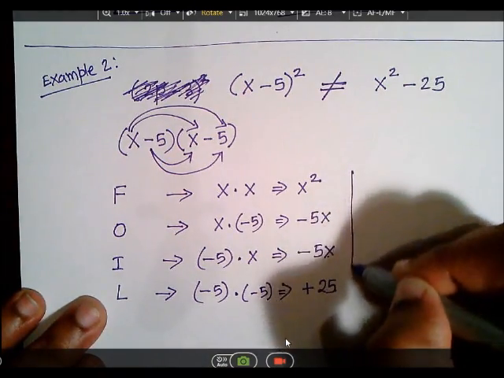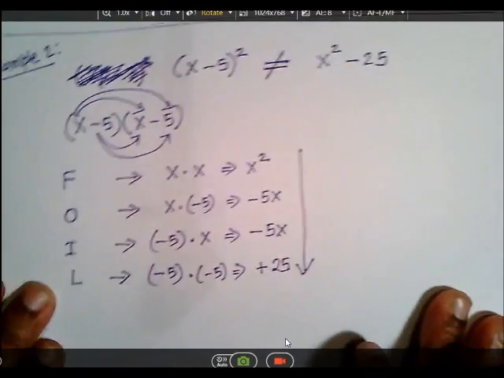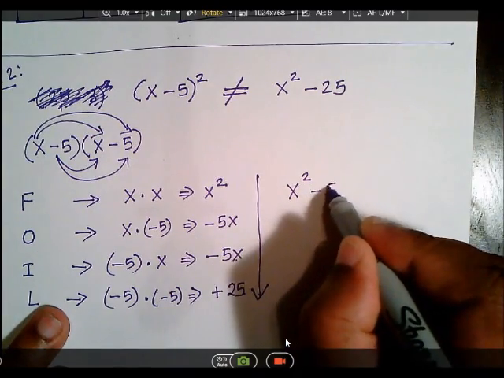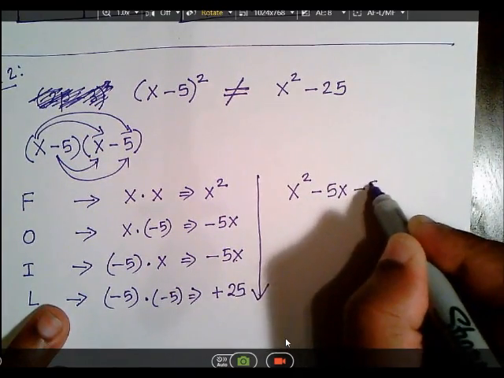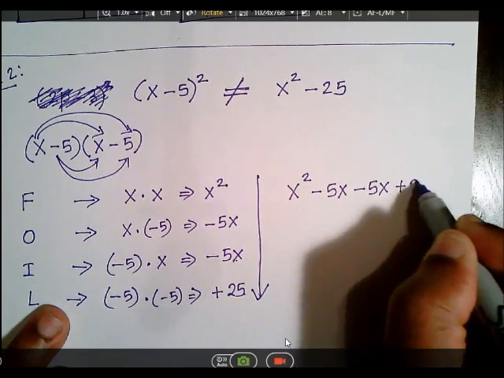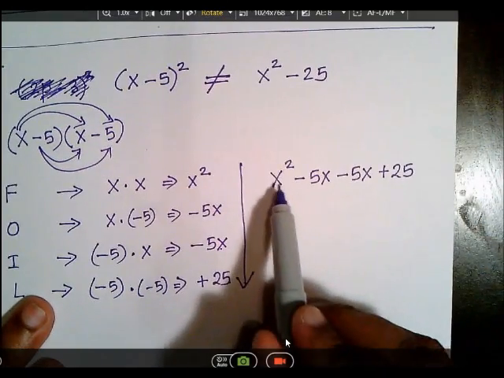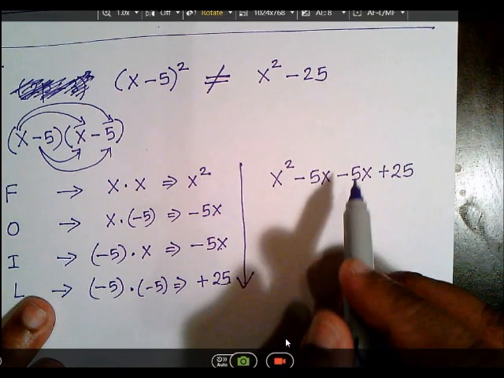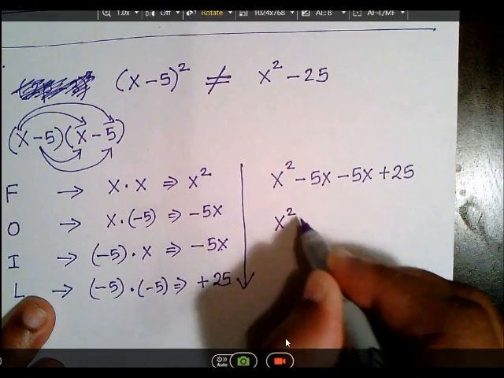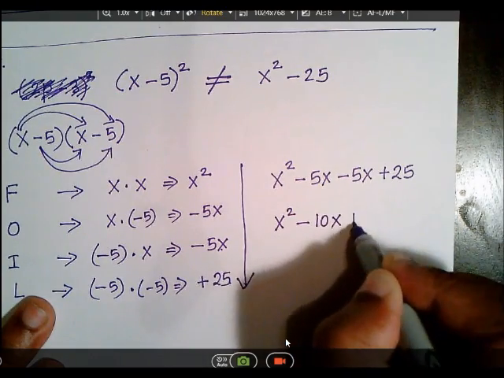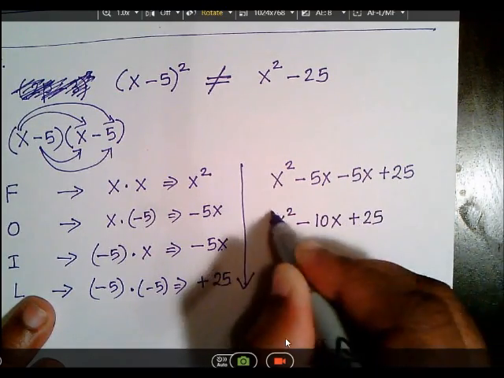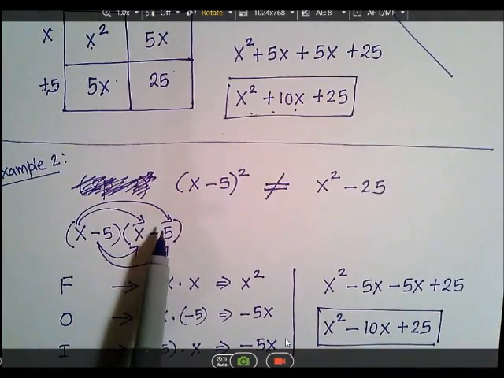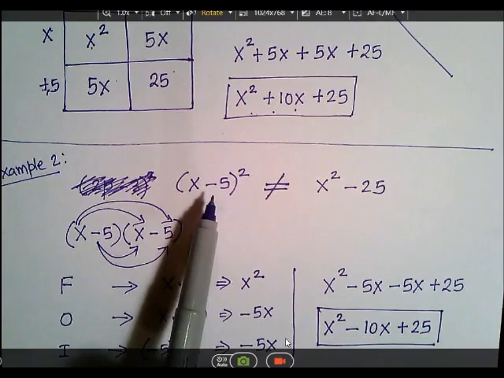Alright, so I want to put all of them together as one single polynomial. So I have x squared minus 5x minus 5x plus 25. So minus 5x minus 5x is going to give me a negative 10x. So x squared minus 10x plus 25. So this is also a quadratic trinomial, but I got it by squaring a difference of a binomial.